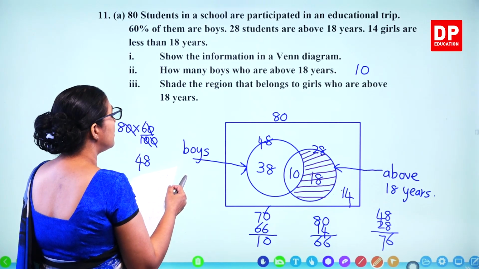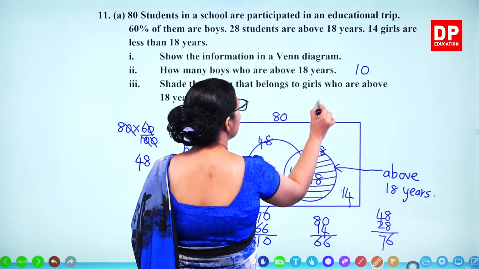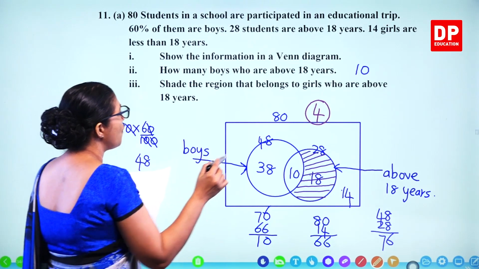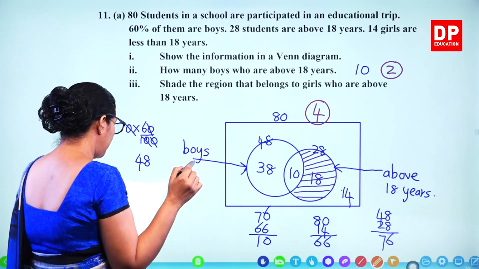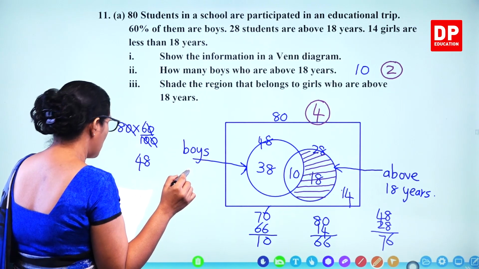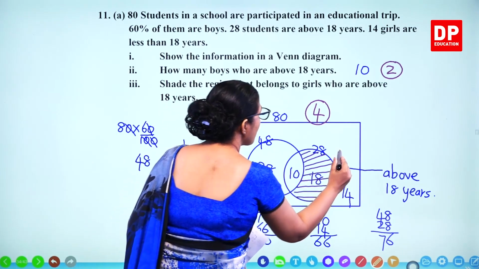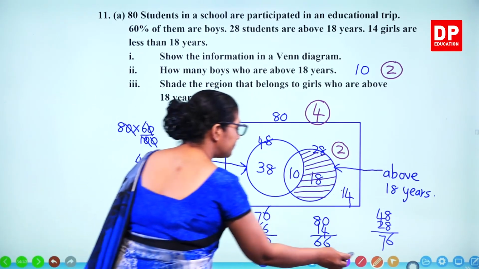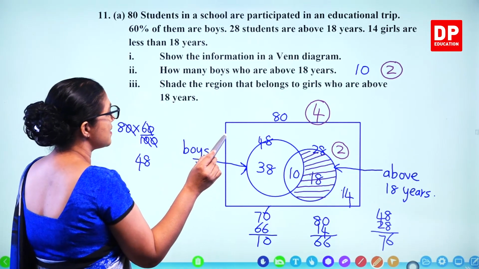How many marks? You are getting 4 marks for this part, drawing the diagram. And then 2 marks for finding this value, and 2 marks for shading. And let's take the next part. So here 4, 2, 6, 8.